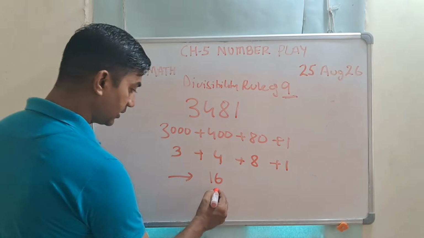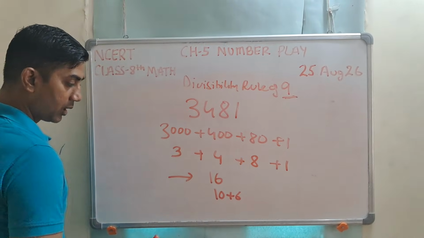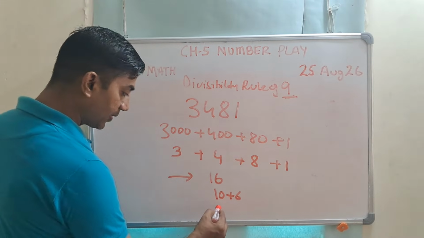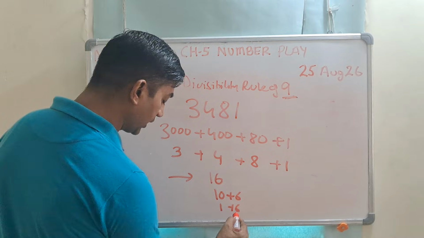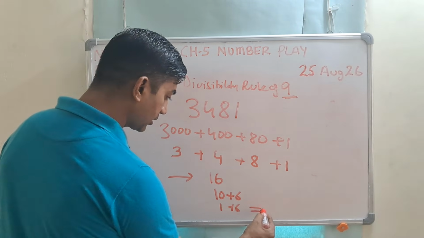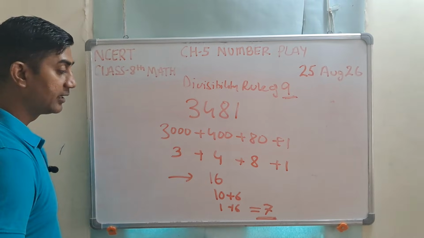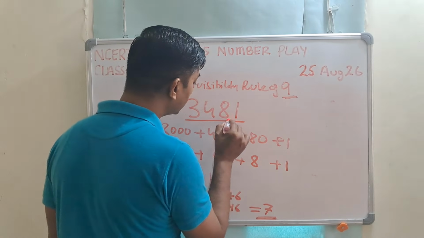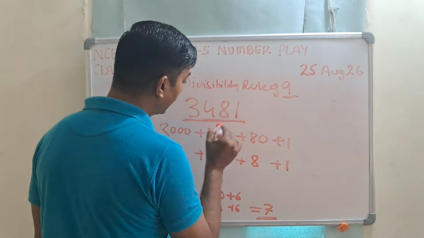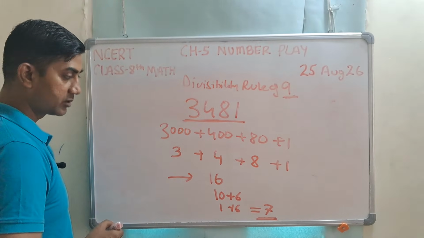Check this number. This is actually 10 plus 6. Understood? In the case of 10, what is your remainder? Your remainder is 1, and this is 6 only, and you will get the result 7. What is the final remainder? 7. Understood? It means that when you divide this number by 9, you will get the remainder 7. Understood?